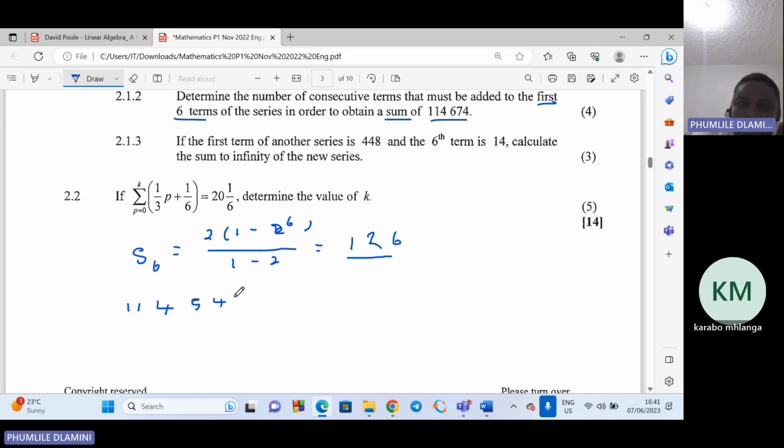548 is going to be equal to A, which we know is 2, in brackets, 1 minus r to the power n. We don't know what n is now, right? Over 1 minus r, which is negative 1. So we can multiply this number by negative 1. We can do the cross multiplication.